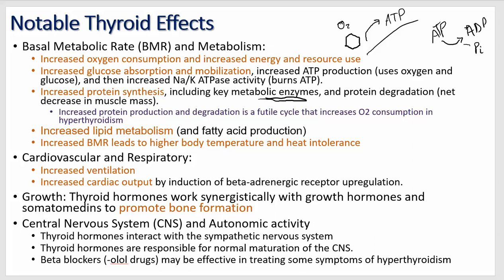Cardiovascular and respiratory effects: increased ventilation, so you're breathing harder, deeper, faster, and increased cardiac output, and we mentioned that by the induction of the beta-1 adrenergic receptor upregulation. So we just increase the number of receptors, okay? And then if you have more receptors, you're going to have more activity.